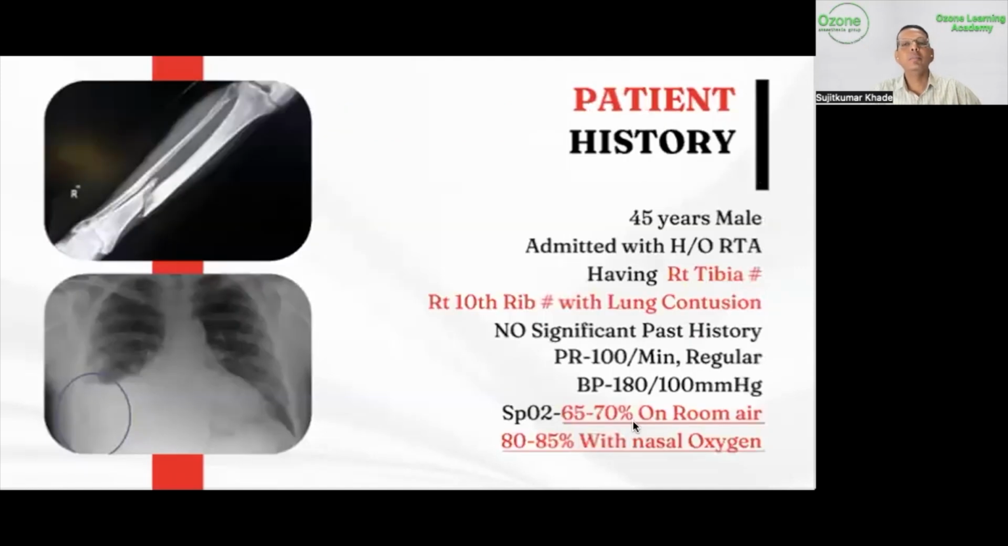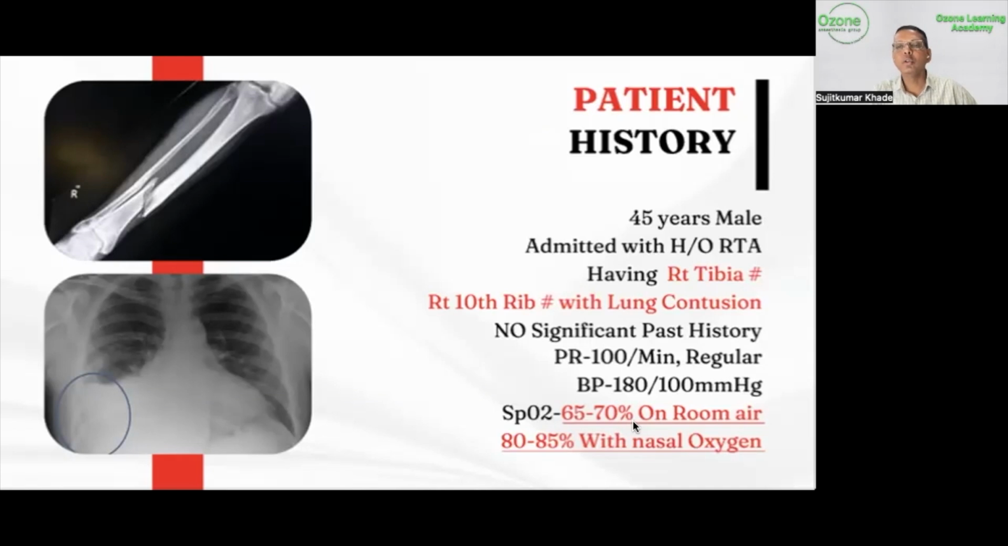Now, coming to the patient history, this was a 45-year-old male. He was admitted with a history of road traffic accident. He had a right tibia fracture. Along with that, there was a right 10th rib fracture with lung contusion. There was no significant past history. His pulse rate was 100, regular, BP was 180/100, and saturation was on the lower side. On room air, it was only 65 to 70%, and it improved with nasal oxygen to 80 to 85%.